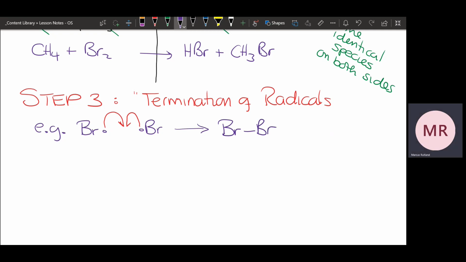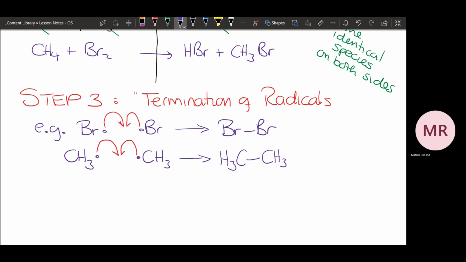the two radicals. So we could have that, but equally we could have the two methyl radicals meeting. And that would be a termination step as well. So if one of those met one of those, again, romantic moment when they realize they both have an unpaired electron and they say, we could pair. How about that? Exciting times. And so we end up with ethane.